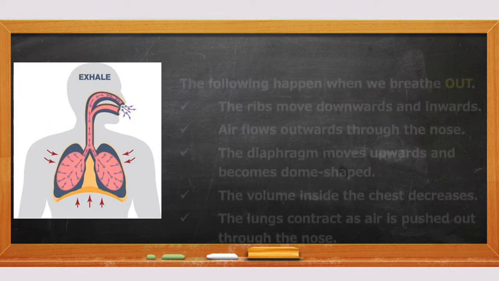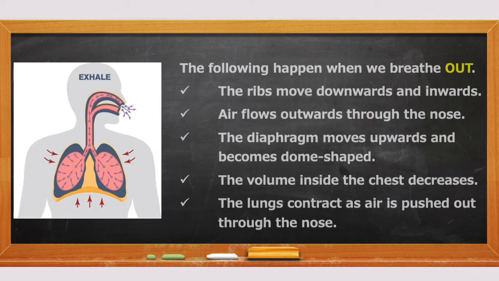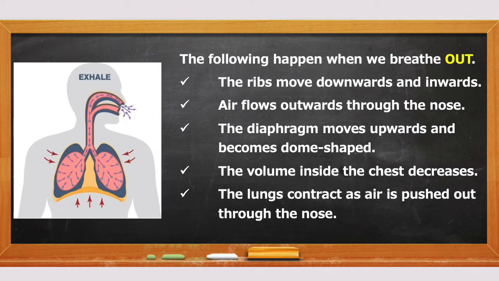The following happen when we breathe out. The ribs move downwards and inwards. Air flows outwards through the nose. The diaphragm moves upwards and becomes dome-shaped. The volume inside the chest decreases, and the lungs contract as air is pushed out through the nose.